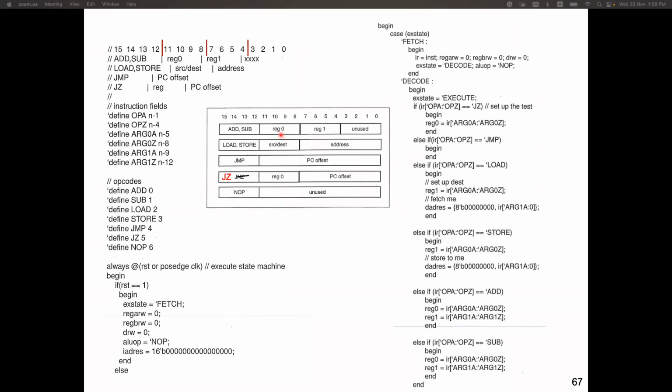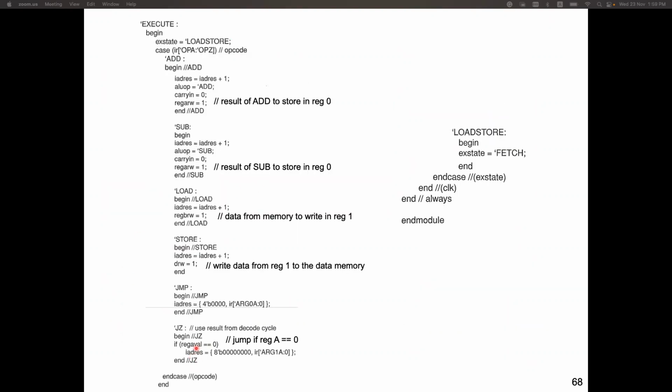Oh, sorry. Let me close this. So this register 0 is a pointer. It points to the register file, and the content of that register is an input port to this execution module. So that is register A's value. We check if this content is 0 or not. If it is 0, then jump. Otherwise, no jump.